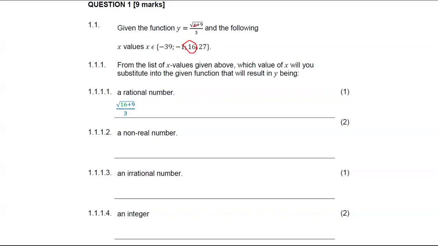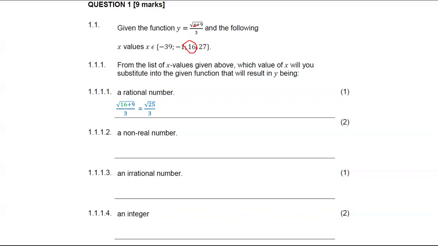And I will end up having the square root of 16 plus 9. 16 plus 9 will be the square root of 25. You can find the square root of 25. What is the square root of 25? It is 5, sorry.